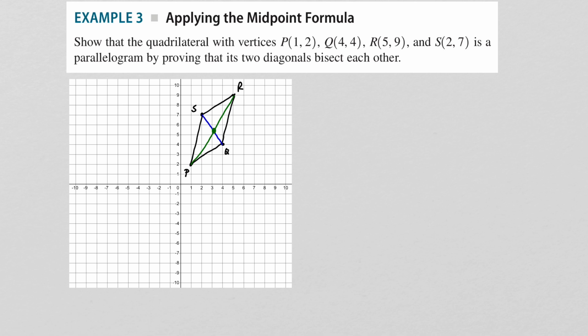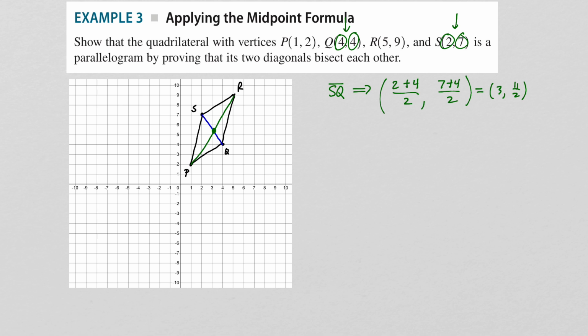So let's go ahead and take a look at the segment SQ. To find the midpoint there, we are going to look at the point S and the point Q, and we're going to take the average of the x values, so 2 plus 4 divided by 2. And then same thing for the y coordinates, we're going to take the average there, so 7 plus 4 divided by 2. And this gives us the point 6 divided by 2, which is 3, and 11 divided by 2. So that is the midpoint of SQ.